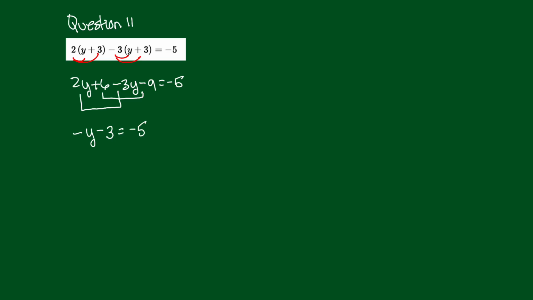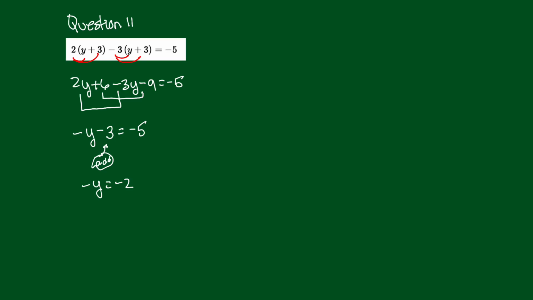Now, let's add 3, right? So I'm going to add 3. That's in my head. So I'm going to get negative y. Negative 3 plus 3 will give me 0. That's gone. Equals, I'm adding 3. So what do we have over here? Negative 5 plus 3 is negative 2. Now, this is close to what we want, but not quite.